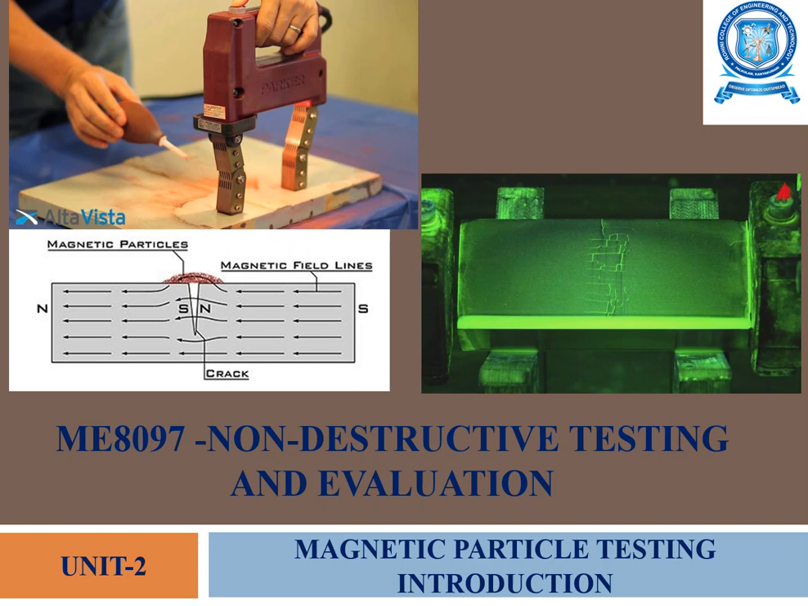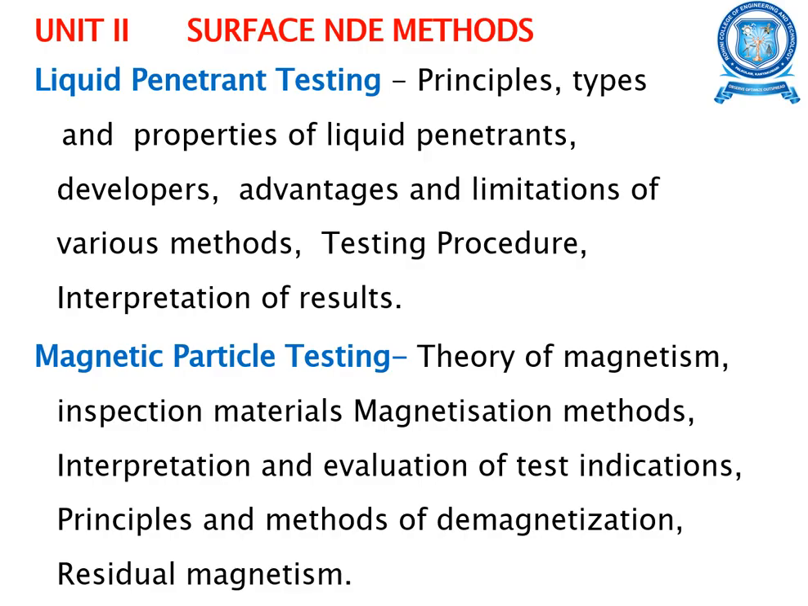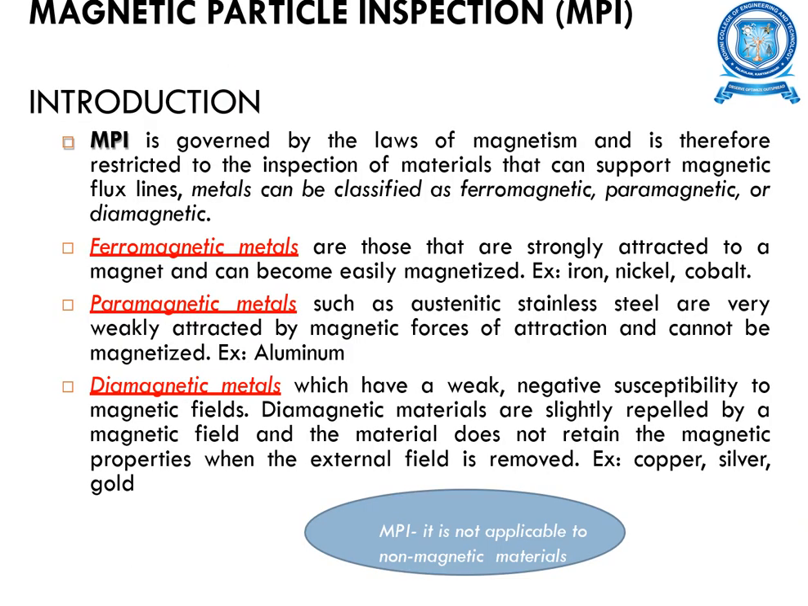So here in this video session, we'll be studying magnetic particle testing in Unit 2. For magnetic particle testing, we have the following syllabus: theory of magnetism, inspection material, magnetization methods, interpretation and evaluation of test indications, principles and methods of demagnetization, and residual magnetism.